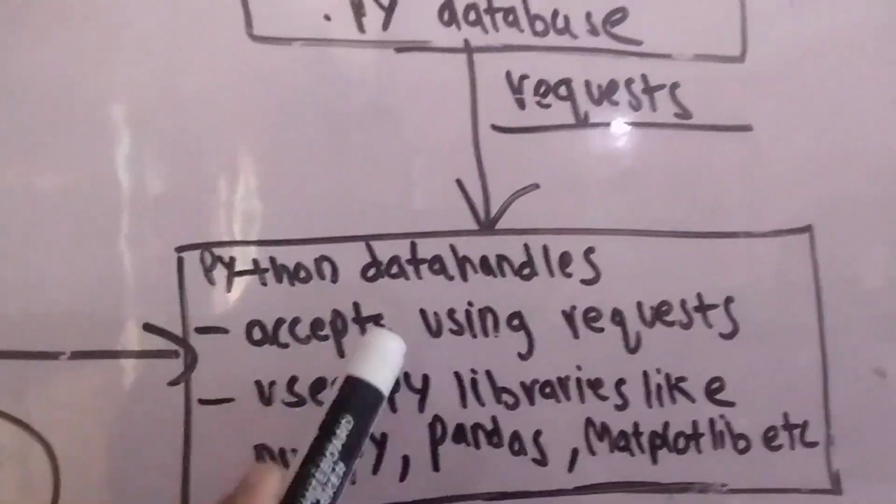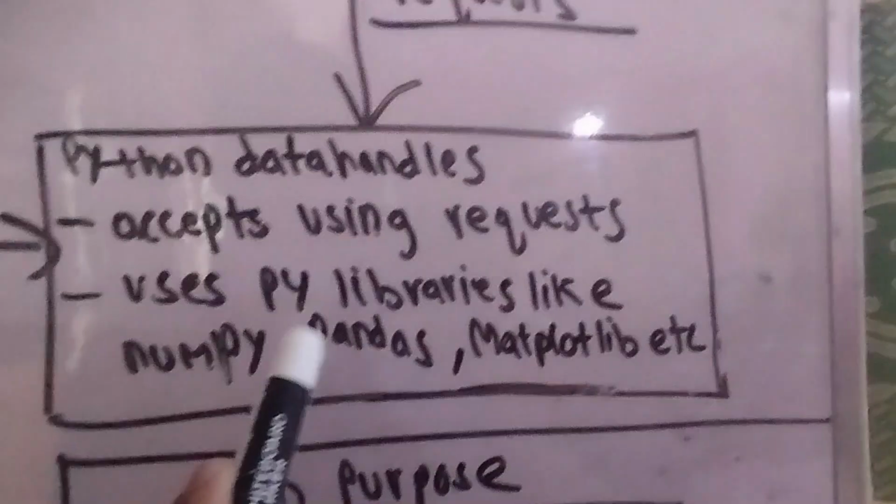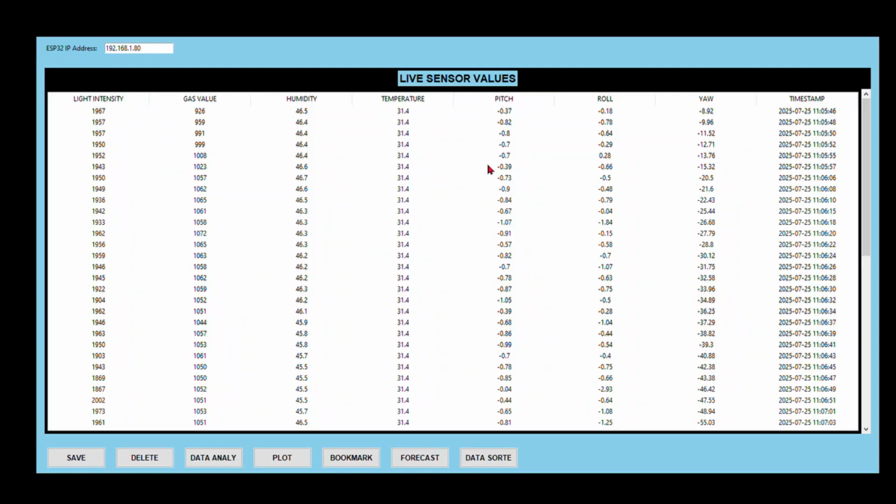It accepts data using requests and uses Python libraries like NumPy, Pandas, and Matplotlib, etc. Talking about the database of NATERIDA, as we can see here, this is the dashboard for viewing the live sensor data from the NATERIDA sensor. For example, we have used an LDR from the NATERIDA in order to give us the value of the light, how much light is present, so that we can take care about the photosynthesis.